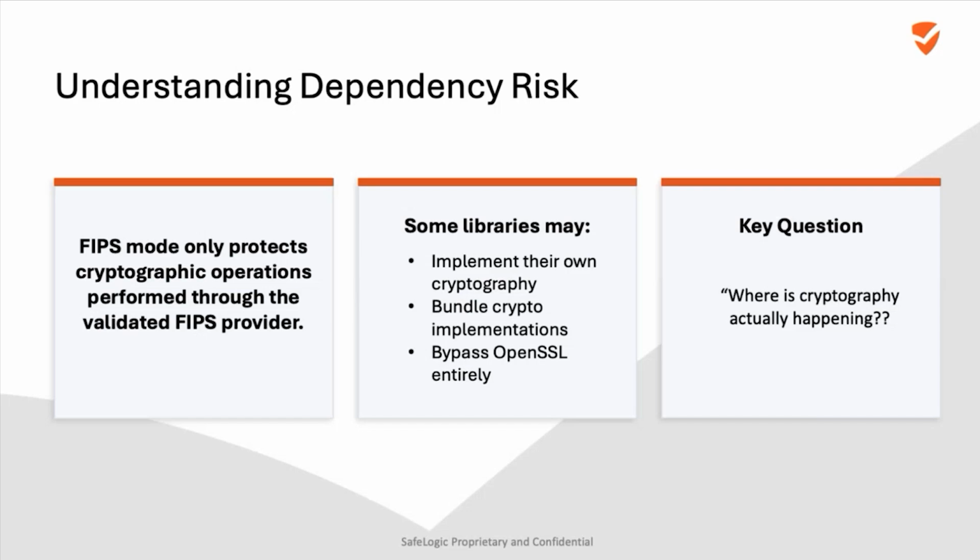Even if Node itself is running in FIPS mode, applications may introduce dependencies that bypass OpenSSL entirely. Some third-party cryptographic libraries implement their own cryptography, use native crypto engines, or bundle alternative cryptographic implementations. In those situations, cryptographic operations may occur outside the validated CryptoComply boundary.